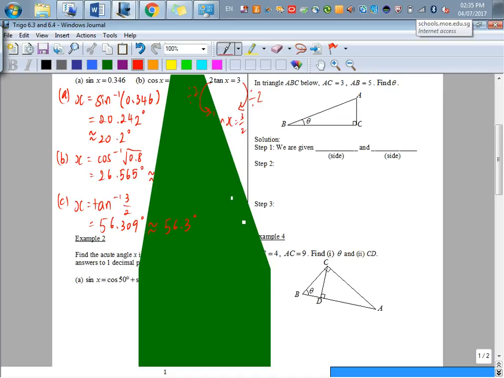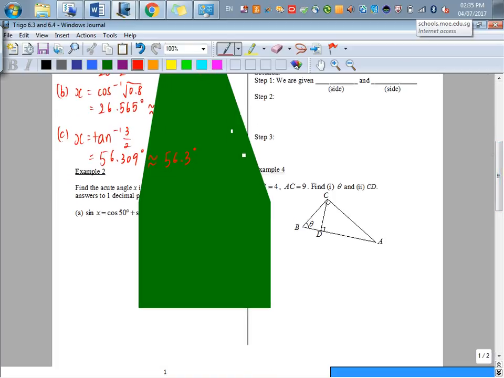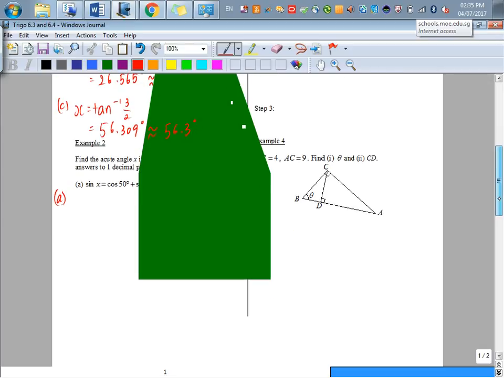Okay, never mind. Let's go on to example number 2 if there are no questions. Find the acute angle x in the following, giving your answers to 1 decimal place. So in part A, right now we have sine x equals cosine 50 plus sine 15. So Alpha already gave the answer just now. He said we add whatever is on the right hand side first. So add that up. What do you get?